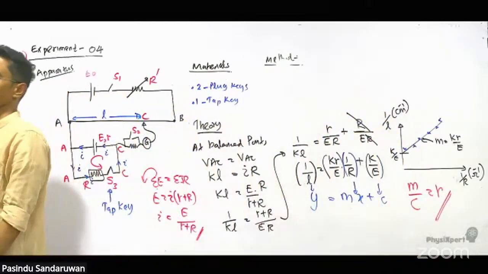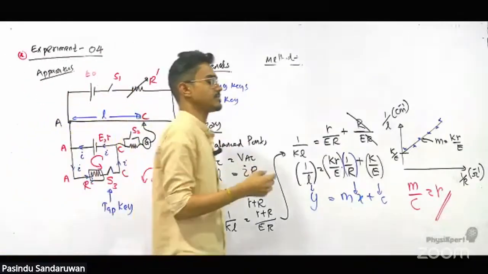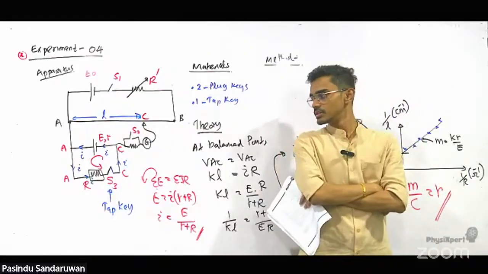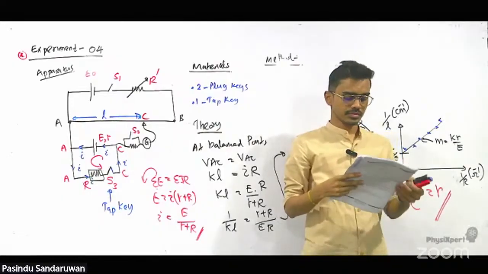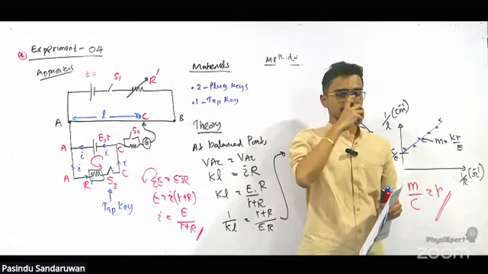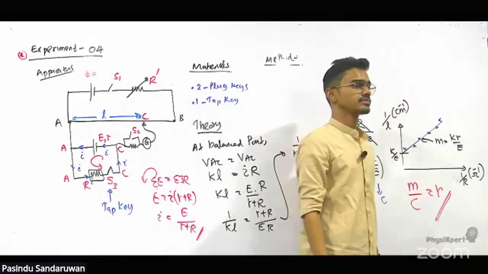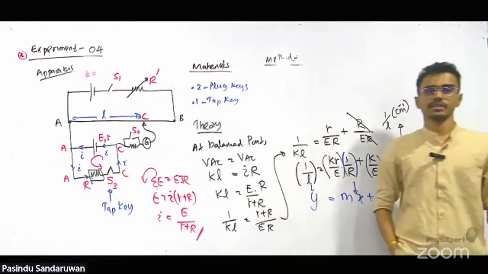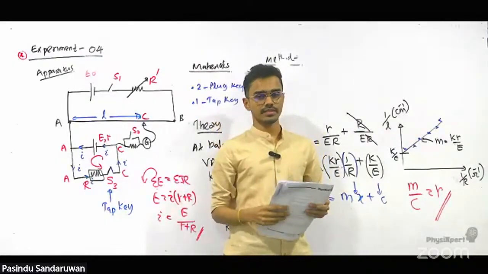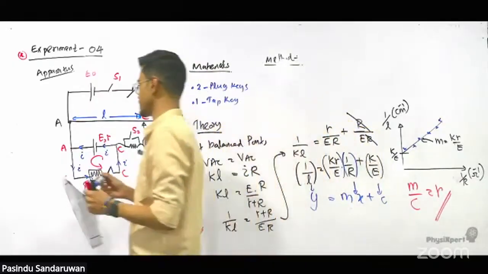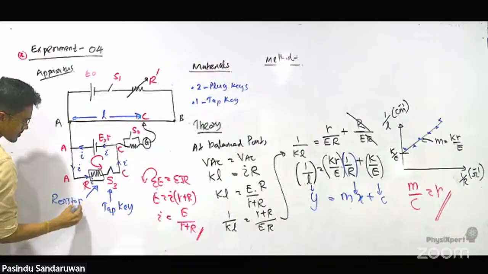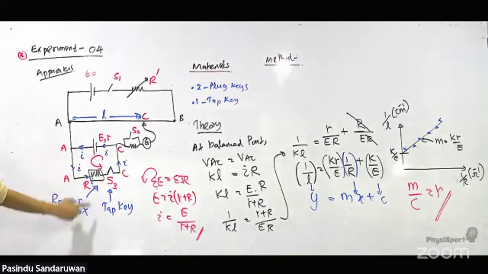Next point. Repeat the same. So take a minimum of 6 different values for capital R by changing the resistance of the resistor box. Label this as resistor box.